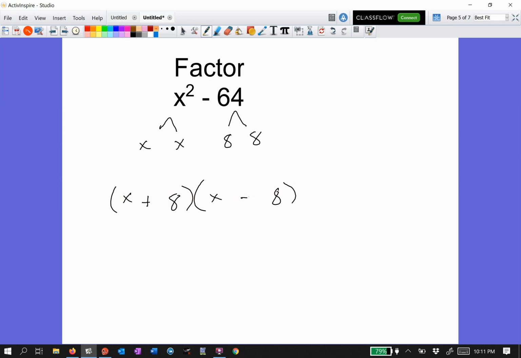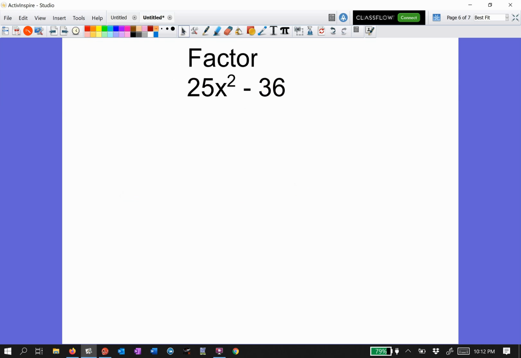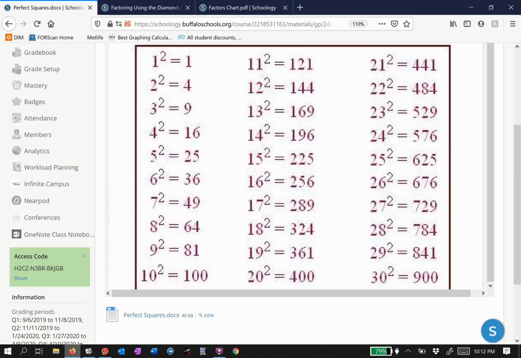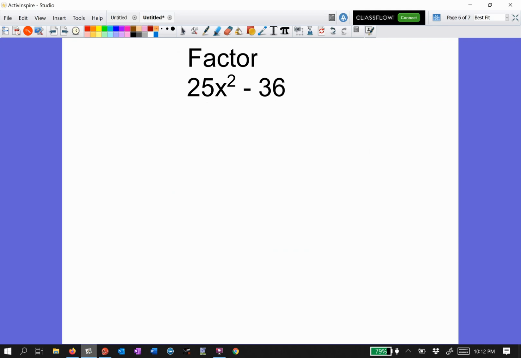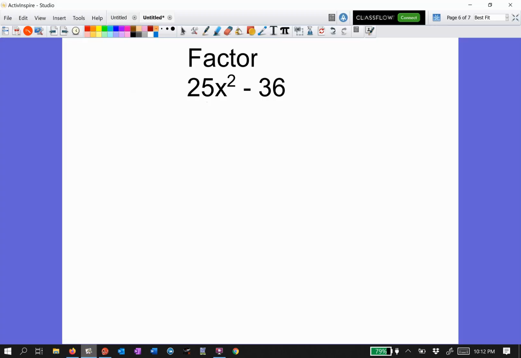Not terrible. Let me give you another example. Oh, geez, this one's going to be a little tougher. Not much tougher, but just a little harder. Start off the same way. 25, I know 25 is a perfect square, and if I don't, I come over here and say, oh, 25 is 5 and 5. 36, oh, 6 and 6. And I know x is x and x. So, same thing before. Now, 5 and 5, and I've got my x and my x. Since they're the same term, they have to go together. 36 is going to be 6 and 6.